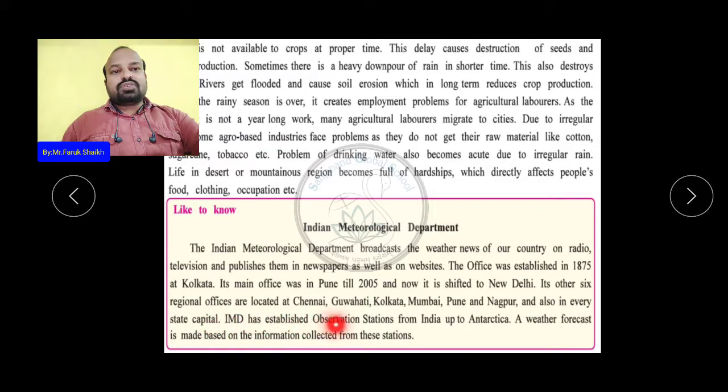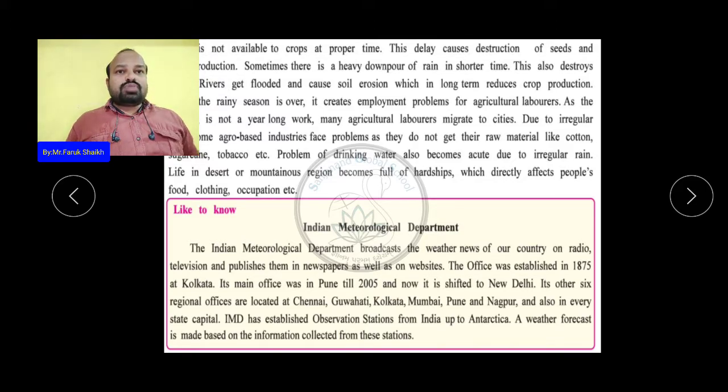IMD, the Indian Meteorological Department, has established observation stations from India up to Antarctica. A weather forecast is made based on the information collected from these stations. That is why many times our Indian Meteorological Department can forecast the weather: after how many days we will get the monsoon, and for how long the monsoon will be there. We can also forecast cyclones, according to their speed and direction.